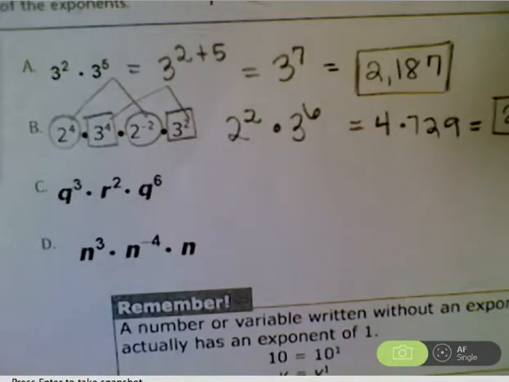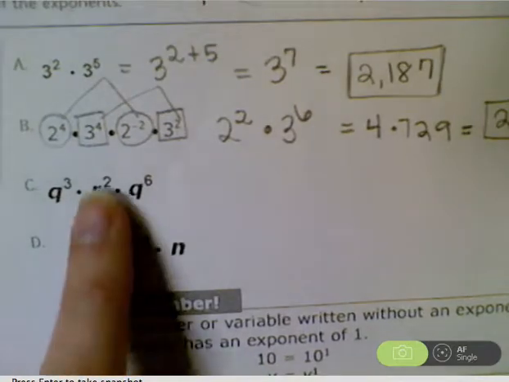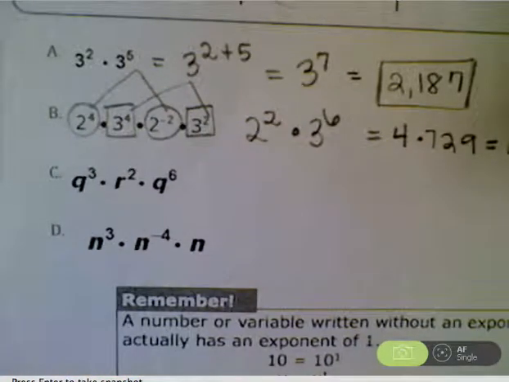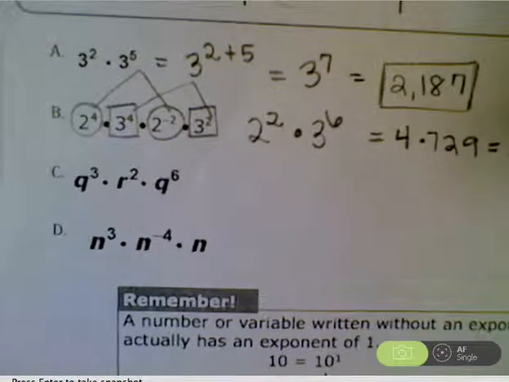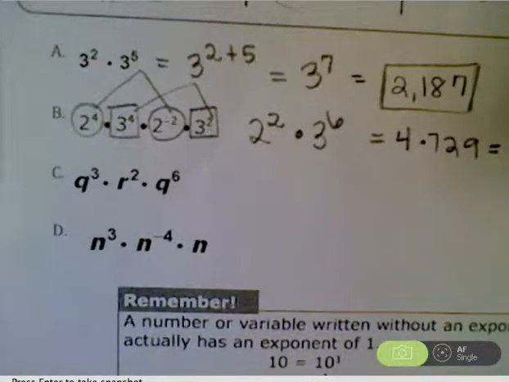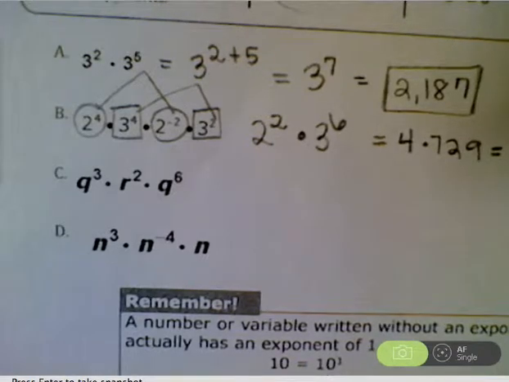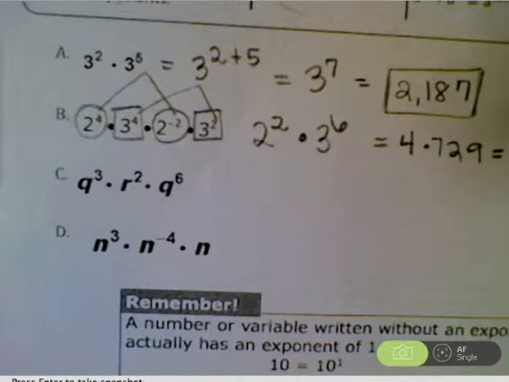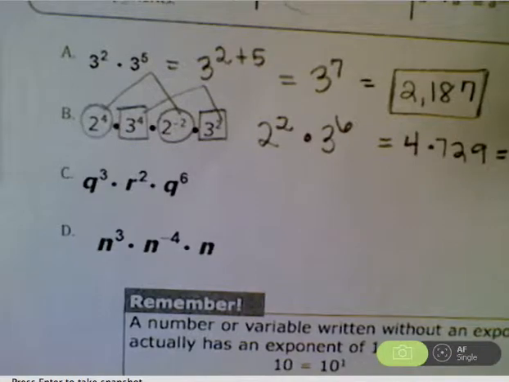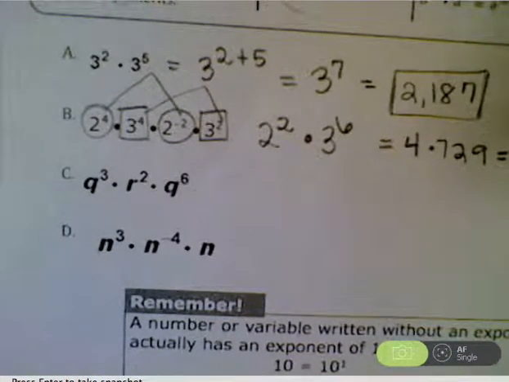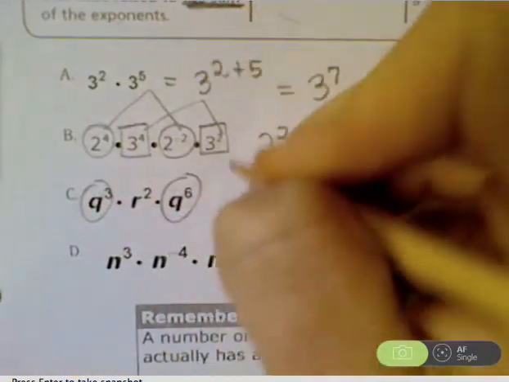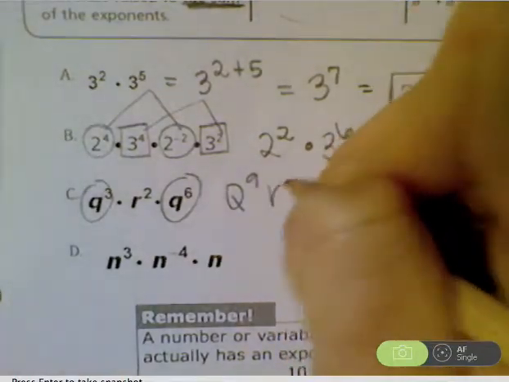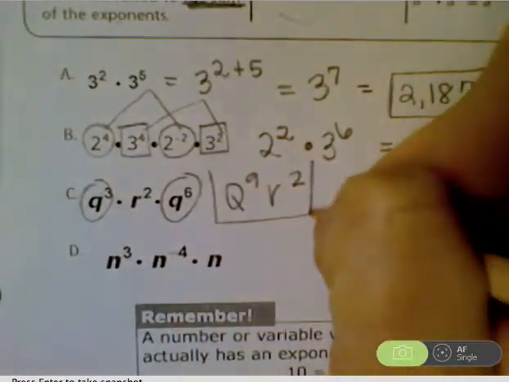Most of the examples that you'll see in this section are actually going to be involving variables like in letters C and D. So our goal when we're looking at these variable expressions is to just simplify as much as we possibly can. So we can use this property to simplify these expressions because we know that two powers with the same base that are being multiplied together, we can add the exponent. So in letter C, which variables can we combine? The Q's, right. 3 plus 6 is 9. So that's Q to the power of 9 times R to the power of 2. And that's as much as we can do.